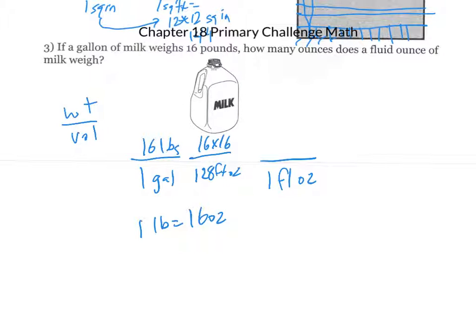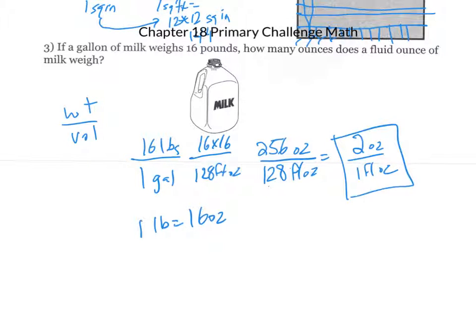And so if we give ourselves a little more room here, we can simplify the problem: we have 16 times 16, 256 ounces of weight in 128 fluid ounces. But you can see that if you know your powers of 2, 128 times 2 is 256. So there's just 2 ounces for 1 fluid ounce. And that's our answer. Each fluid ounce weighs 2 ounces.